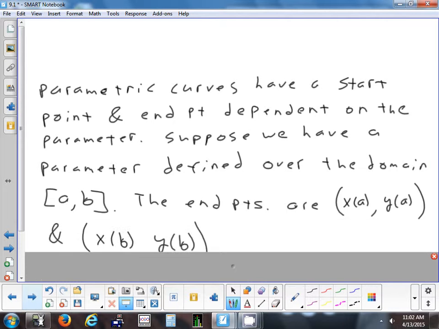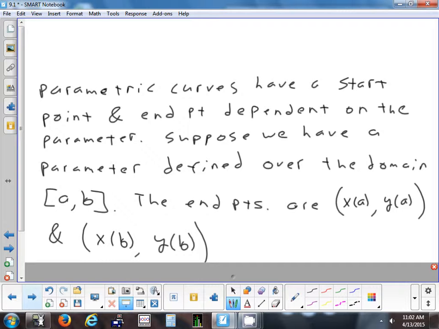B controls where it's going to stop. How do you find exactly where it stops? Well, take B, plug it into your equation for x. That'll give you the x value for where it stops. Take B, plug it into your equation for y. That'll give you the y value for where it stops. And it's important to know where the curve starts and stops. You'll see why when we do an example.